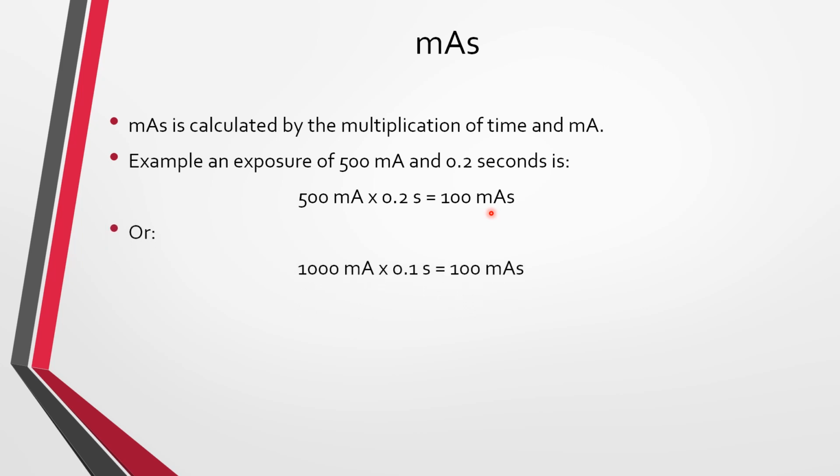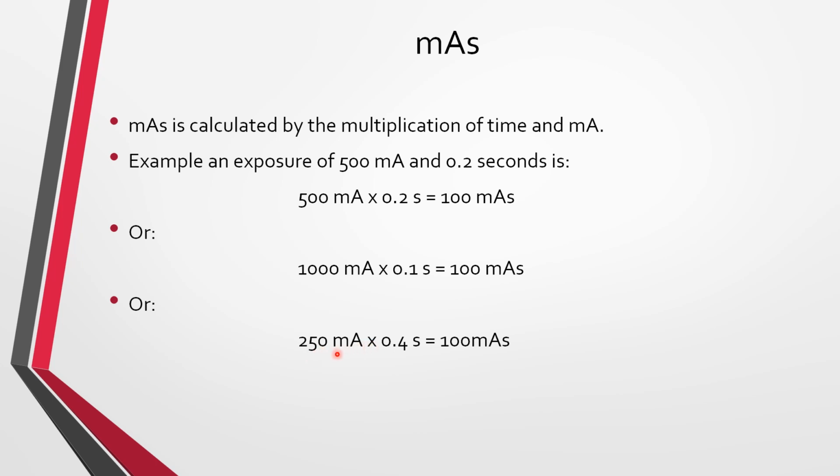Or we could also use 1000 mA and 0.1 seconds, which would be 100 milliseconds, and we're going to get 100 mAs also. Or we could use 250 mA at 0.4 seconds, which is also going to equal 100 mAs. Okay, so all these are going to be the same amount of X-rays produced in the exposure overall. The difference is how long the exposure is taking. And we can adjust how long the exposure is taking by changing the mA station.